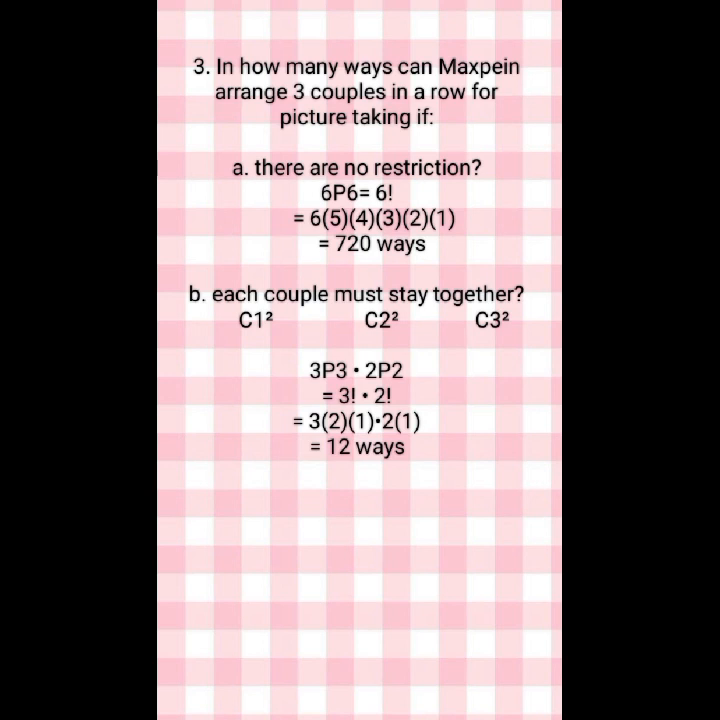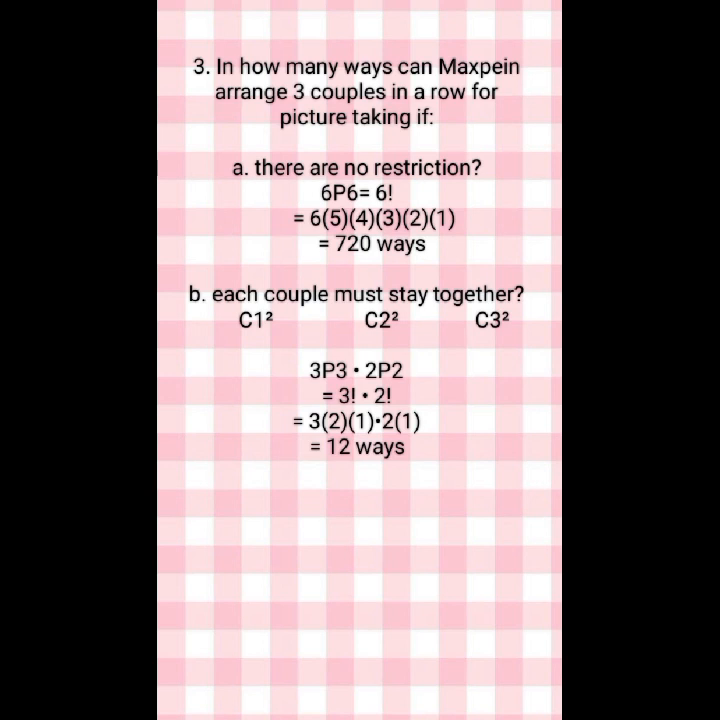So again, each couple must stay together. So couple 1, couple 2, and couple 3. So we have 3 couples, so permutation 3 taken 3, and then times, since each couple consists of 2 persons, we have to multiply permutation of 3 taken 3 by permutation of 2 taken 2. So permutation of 3 taken 3 is 3 factorial, times 2 factorial for permutation of 2 taken 2.